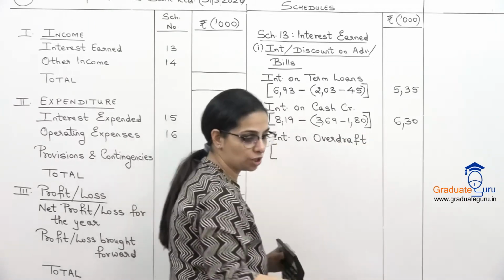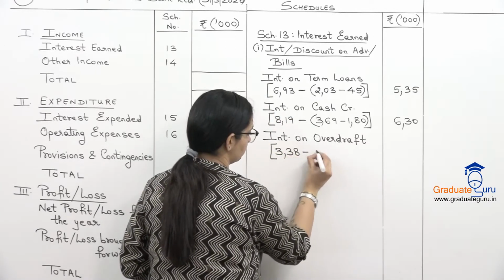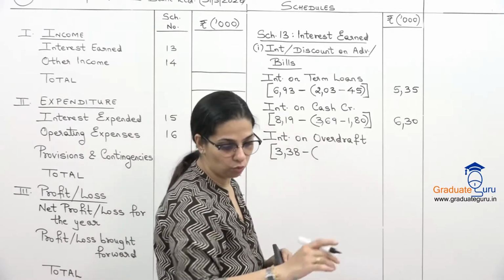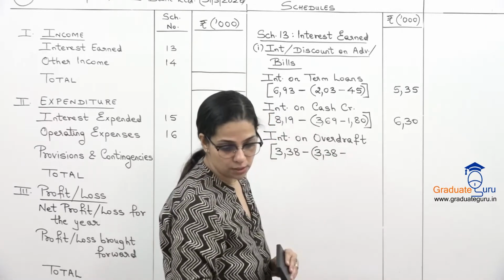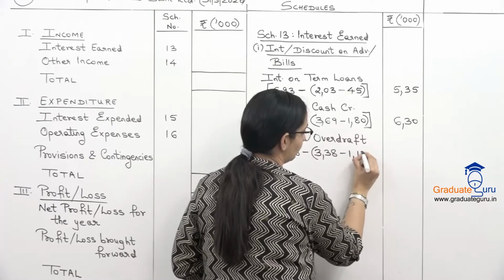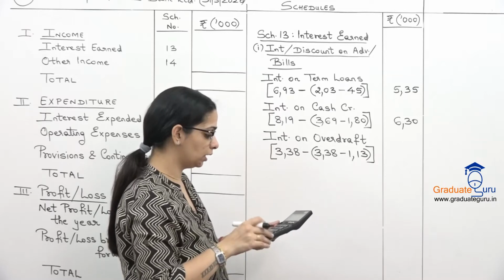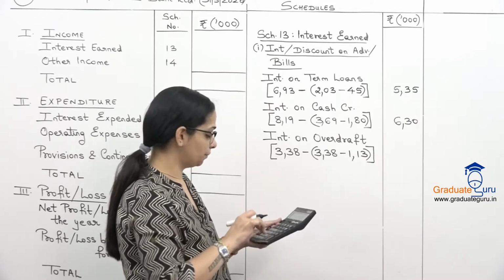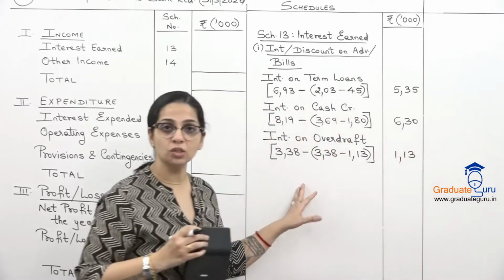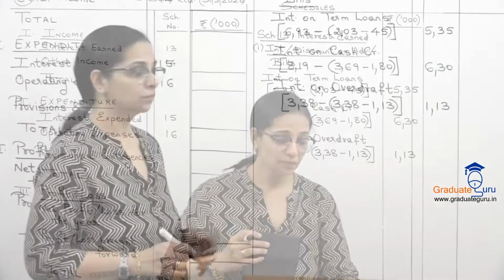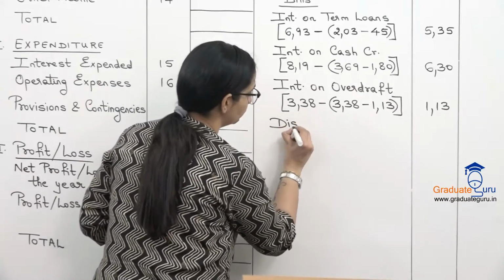Again, the same working. You take the amount from your trial balance, which is 338, and from the adjustment, overdraft earned is 338 minus received is only 113. So the remaining we have not received. So 338 minus 113, 225, and that you subtract from 338, you get 113 as your interest on overdraft. Now within this only I have to include my discount on bills also.